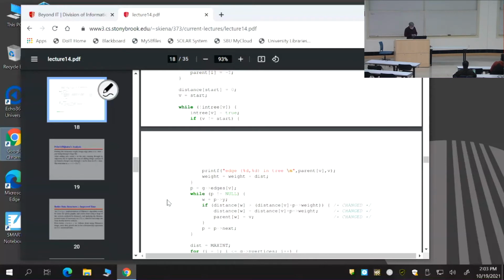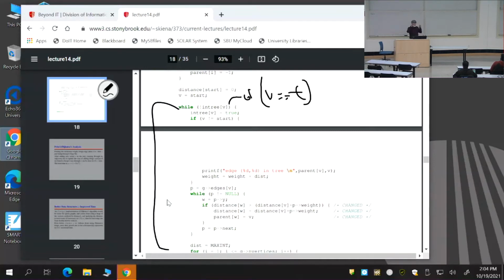Why don't we instead change this while condition? Not V is not in tree, or V equals the target. Then bomb out of this thing, and I've got enough of a tree to get me from my source to my target, right?